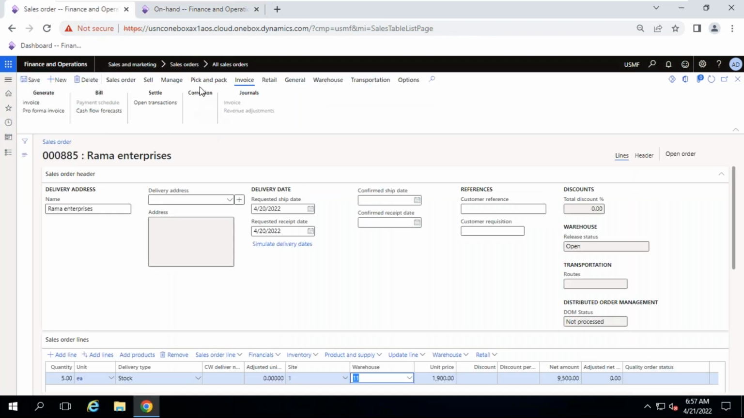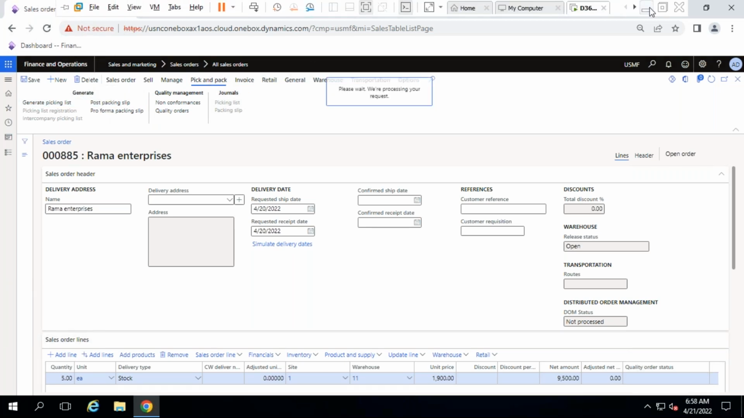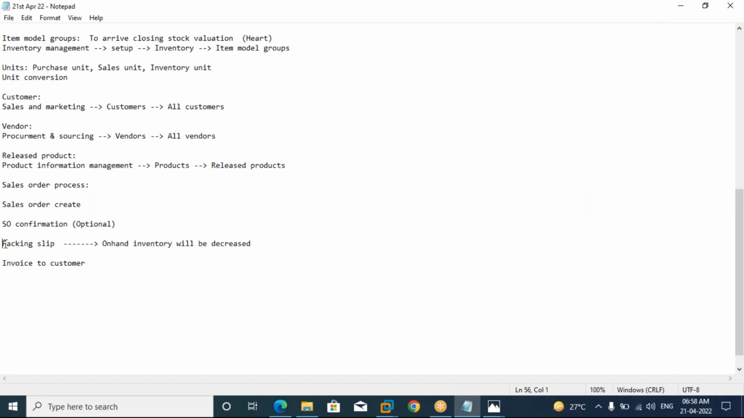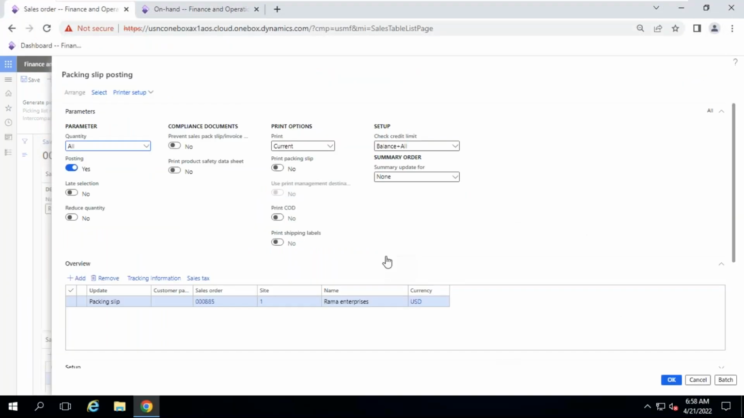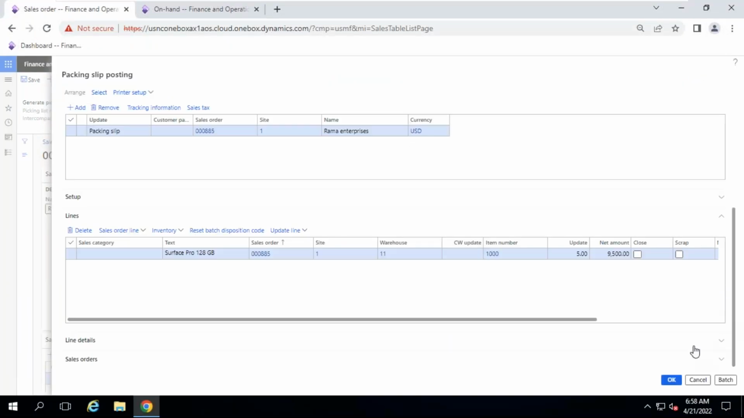Now let me do the packing slip. On the Pick and pack tab, generate, and post packing slip. Post packing slip means dispatching the material, or inventory, whatever it may be. Dispatching the material means you have delivered that item. So click on OK.